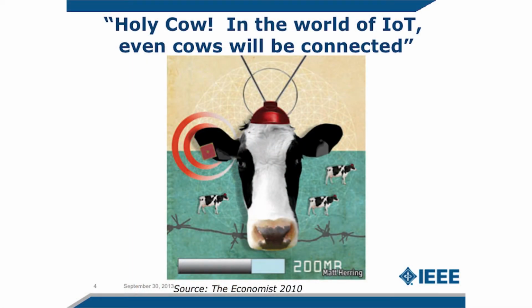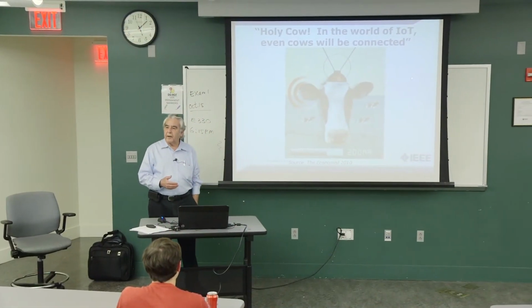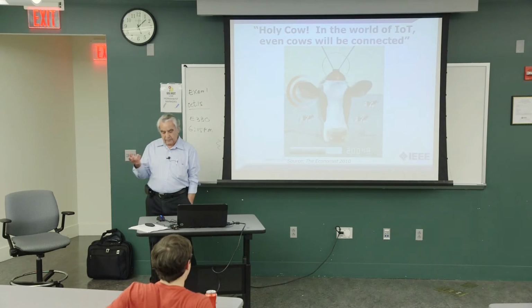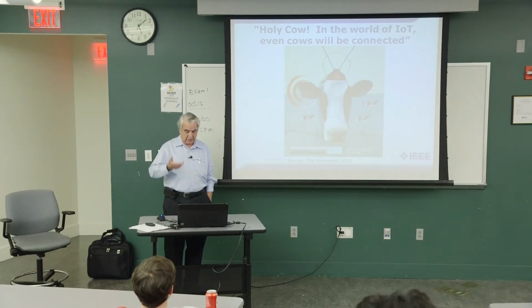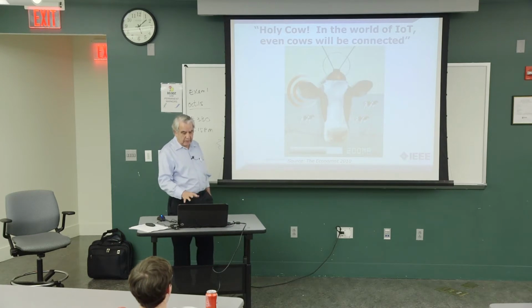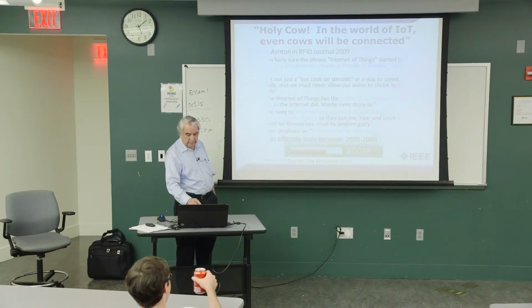When we were going to propose a new journal called Internet of Things to the IEEE in 2010, we saw this picture in the Economist in 2010. And we liked it. Holy cow. In the world of IoT, even cows will be connected. We attached this to the proposal we had for the IEEE for a new journal, and people liked it. All the editors liked it, and IEEE is a big organization. We got the approval for the new journal, which is going to be started next year. And if there's time, I'll show you the call for papers. So that's the first diagram I want to share with you.